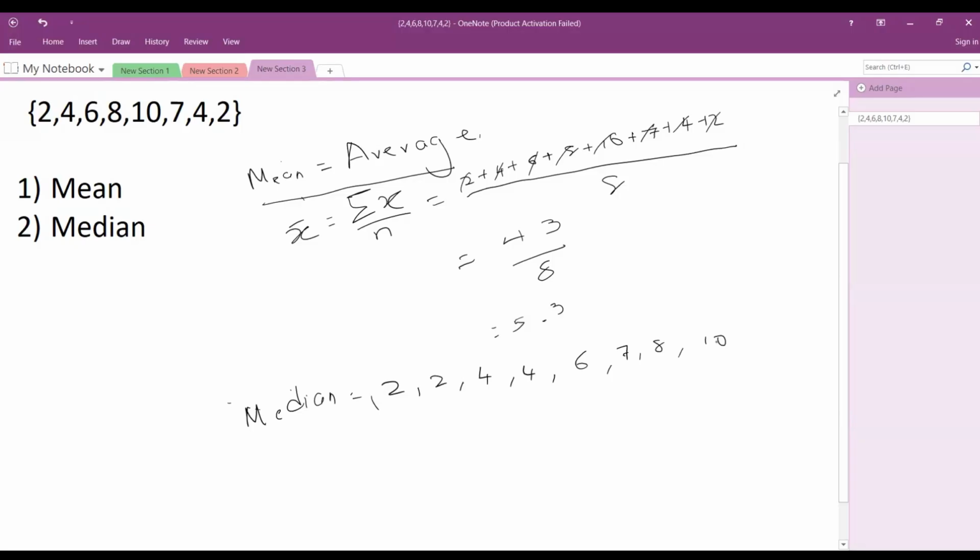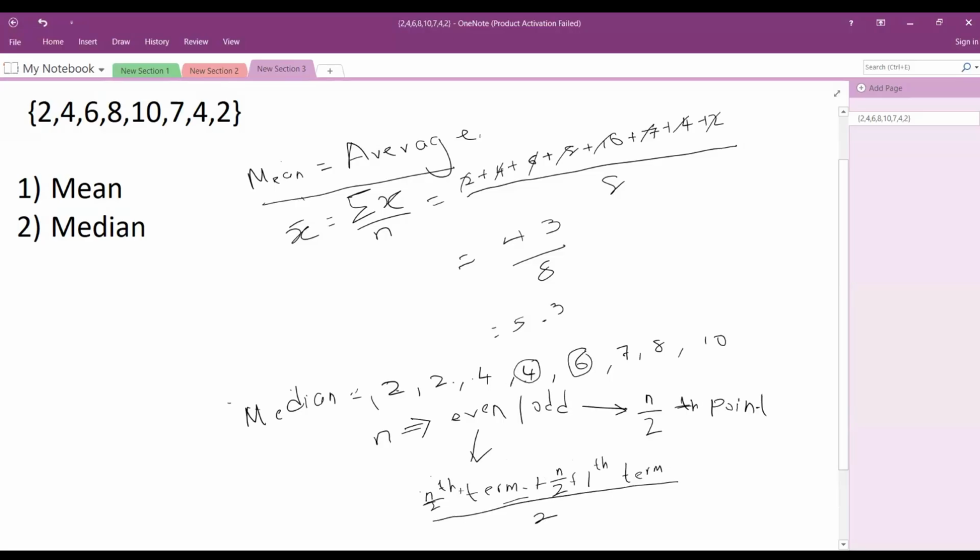8 elements, right? That means our number of elements, let's say n, is an even number. Here there are two middle values. 4 and 5 are both the middle values. So we can get it by the n divided by 2 term plus the n divided by 2 plus 1th term, divided by 2.